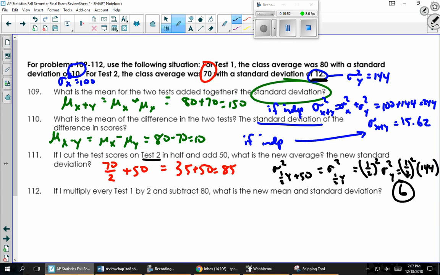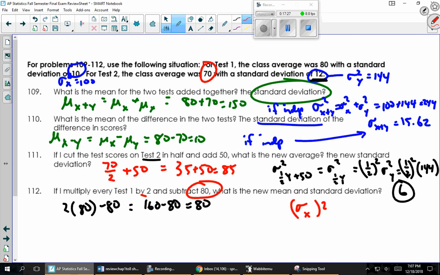So number 112, I multiply test 1 by 2 and subtract 80. The new mean then is going to be 2 times 80 minus 80, which is going to be 160 minus 80, same as the old mean. And the new standard deviation is going to be the old standard deviation, and this part of it I don't care about. So we'll use the thing we just discovered. I can just multiply the old standard deviation by 2 to find my new standard deviation, which is going to be 10 times 2, 20. That's my standard deviation of my new problem, which is 2x minus 80.